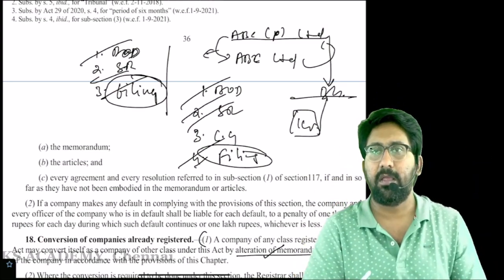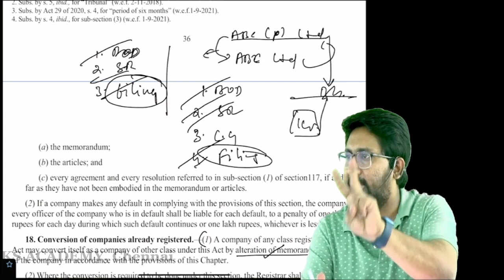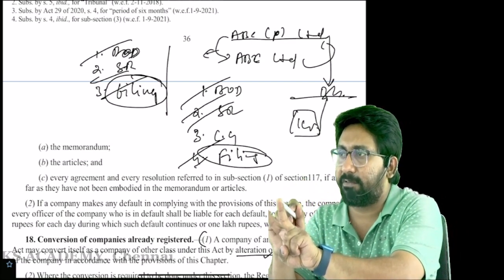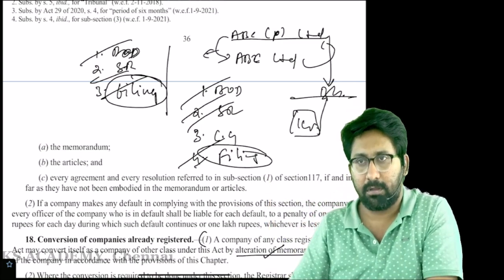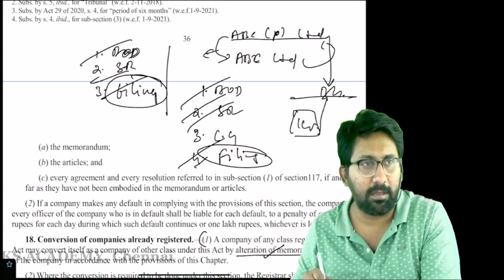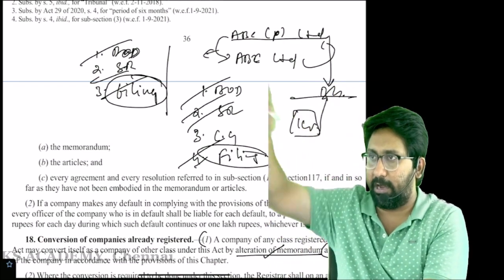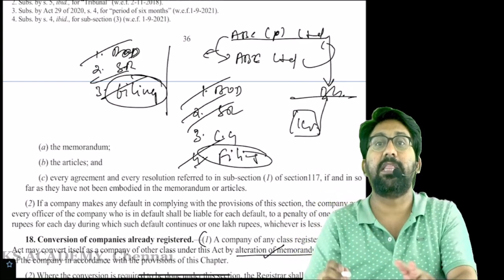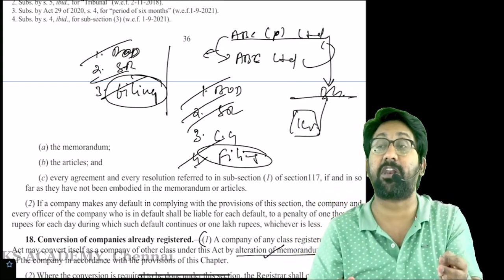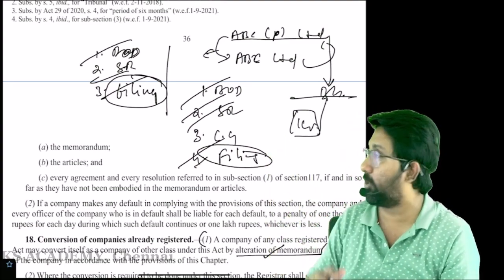Step 1: alteration of MOA, alteration of AOA. Second one is what? Alteration of... that we already completed in section 14. So no need to read once again. MOA alteration and AOA alteration we already completed. That means this section has to be read after completion of all alterations. That's why we are reading section 18 after 14.